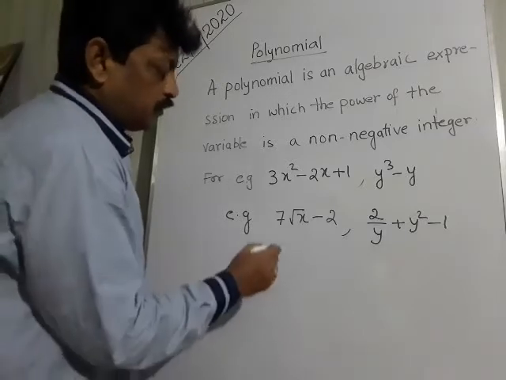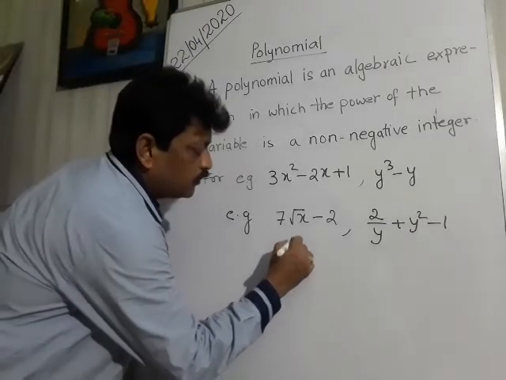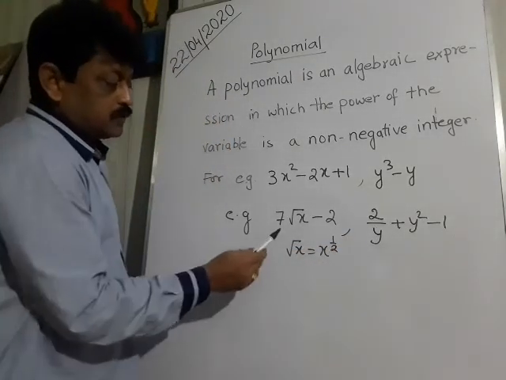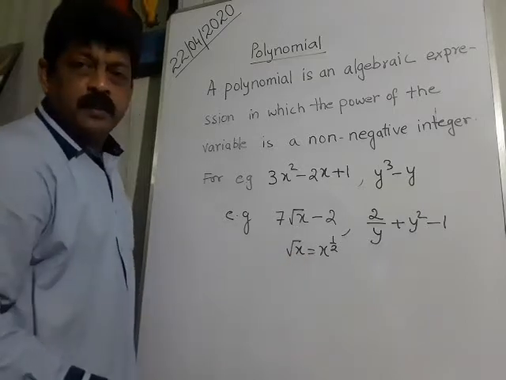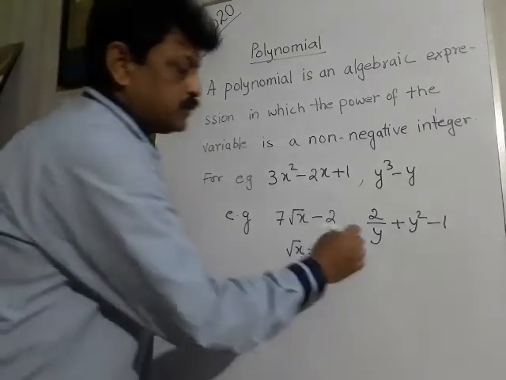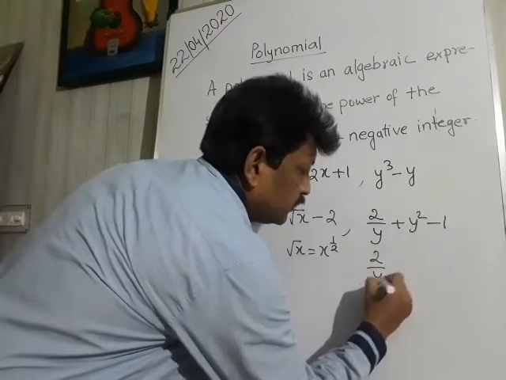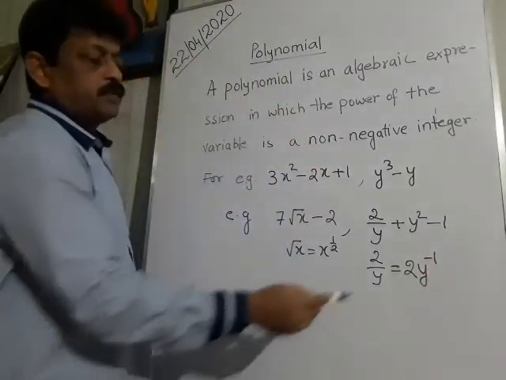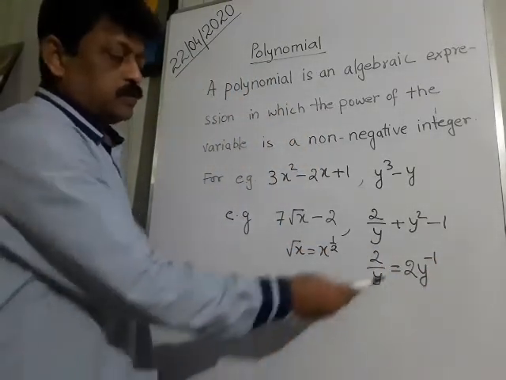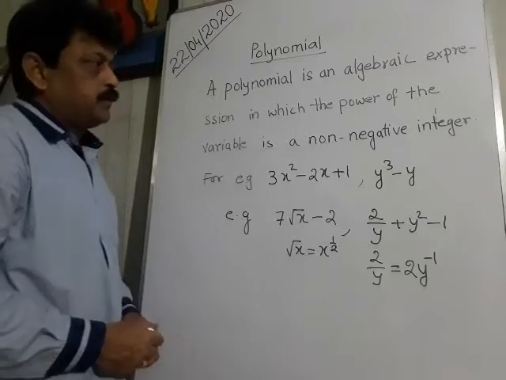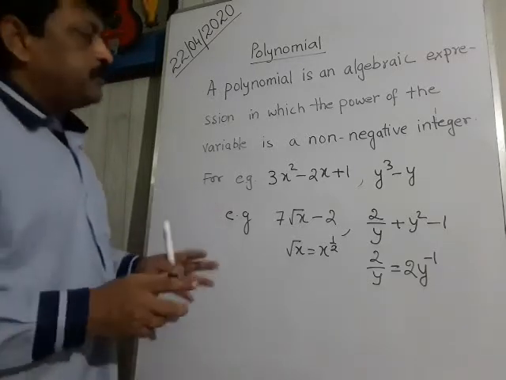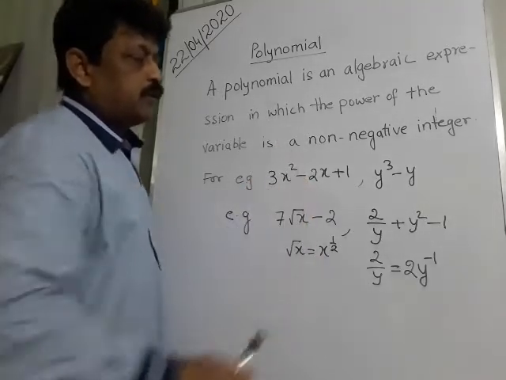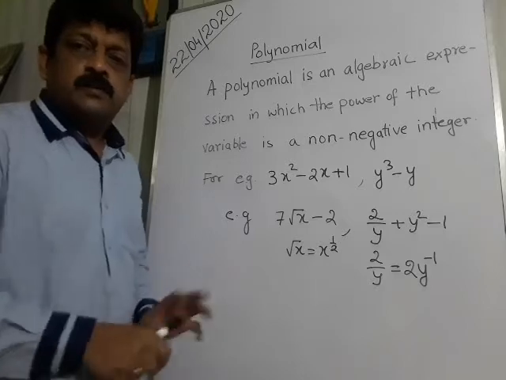Why is this not a polynomial? Because we all know root over x means x to the power half. So since the power of the variable is a fraction, it is not a polynomial. Similarly, 2 by y is equal to 2y to the power minus 1. Here the power of the variable y is negative. So this is also not a polynomial. Thus an algebraic expression is known as a polynomial only when the power of the variable is a non-negative integer.